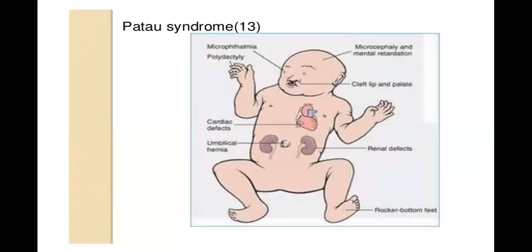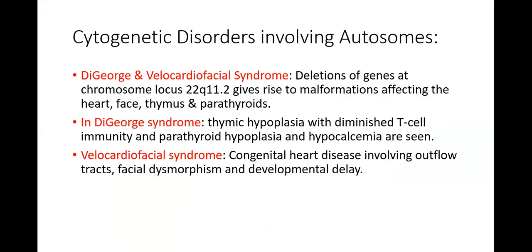Okay. So Patau syndrome. In Patau syndrome, there is going to be trisomy of chromosome 13. Microphthalmia, polydactyly meaning many fingers, cardiac defects, umbilical hernia, renal defects, rocker bottom feet, microcephaly, and mental retardation. These are the signs and symptoms of Patau syndrome. Okay, so I hope this is clear.